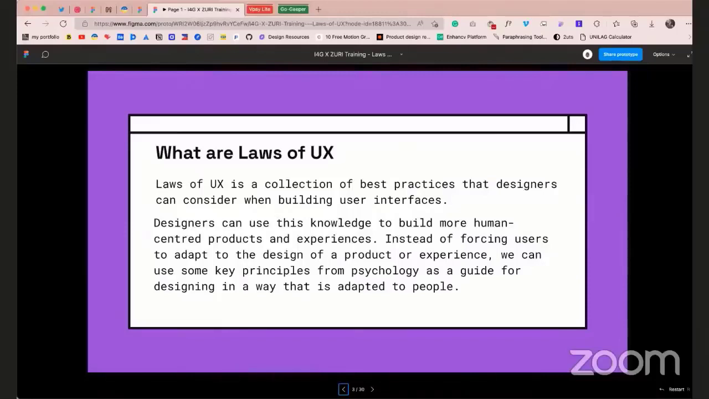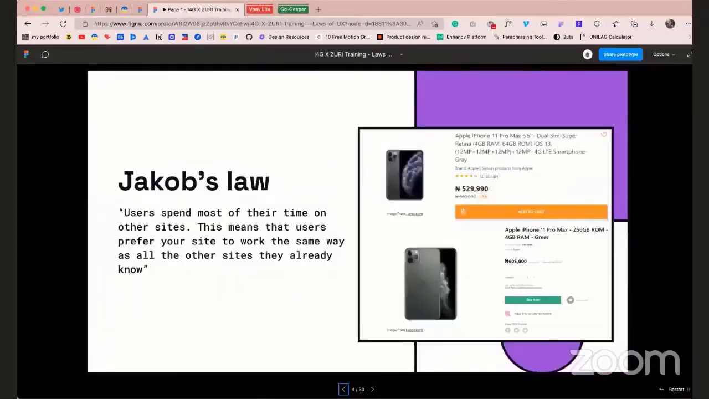So I'm going to be explaining some laws of UX. There are a couple of them. I think there are 19 or 20, but because of time, we'll be going through just 7. And then, I'll give you where you guys would go and read more about the laws of UX. So the first law is Jacob's law.